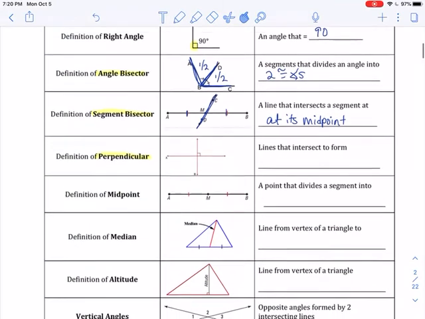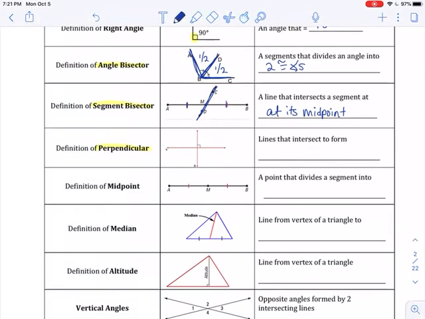All right, perpendicular lines, that's a popular one that we use a lot in geometry. Perpendicular lines are lines that intersect to form right angles. Again, the symbol that I'll see with perpendicular is that little symbol right there that shows that those lines are perpendicular, and therefore the angles are right angles.